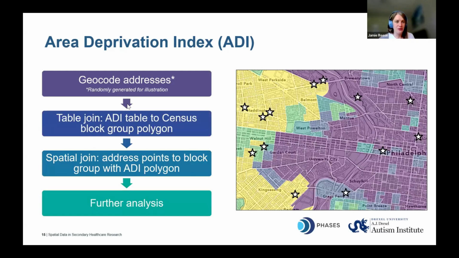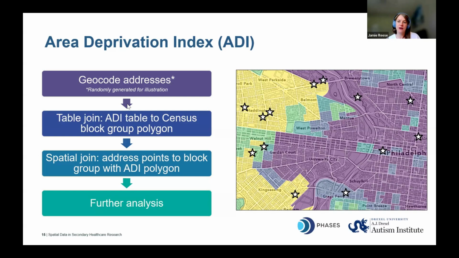So here's what we would do. The first two steps can happen in any order or concurrently. We'll geocode the addresses in that electronic health record file to create points. The ones you see on the screen are randomly generated. We will do a table join to append the area deprivation index table to the census shape file using that GeoID field. That's going to add the ADI information to the shapefile's attribute table.